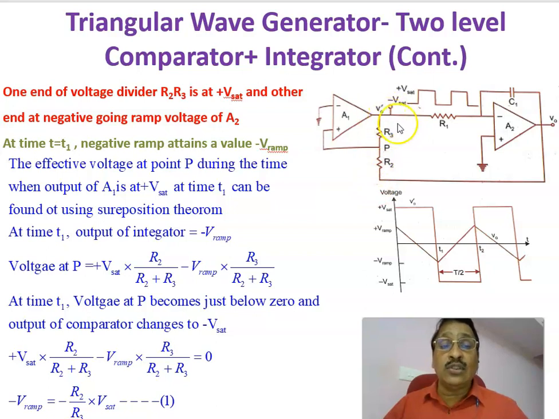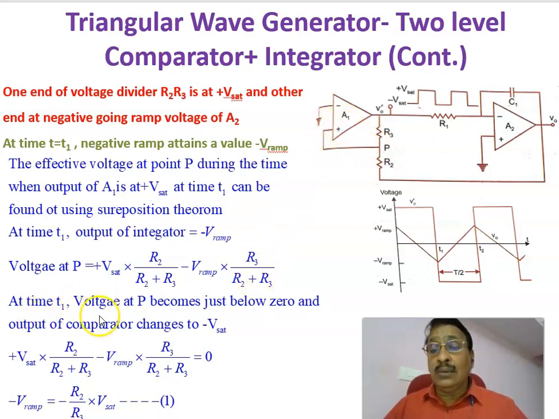this is grounded. We are assuming this is grounded. Minus Vramp into R3 divided by R2 plus R3. Therefore, this is the equation for the voltage at point P when this voltage equals minus Vramp and when this voltage equals plus Vsat. By applying the superposition theorem, the voltage at the point P is calculated as this one.